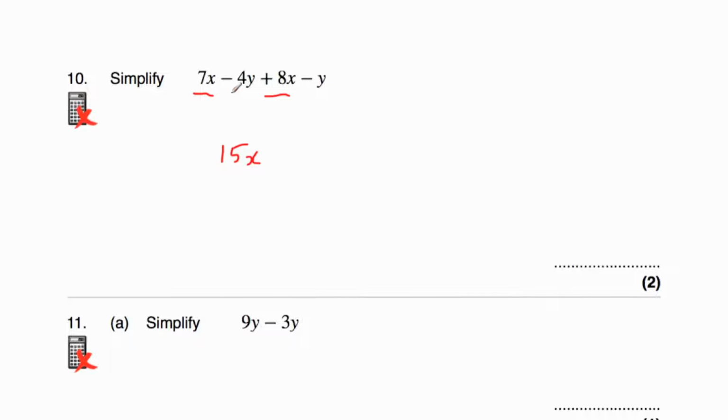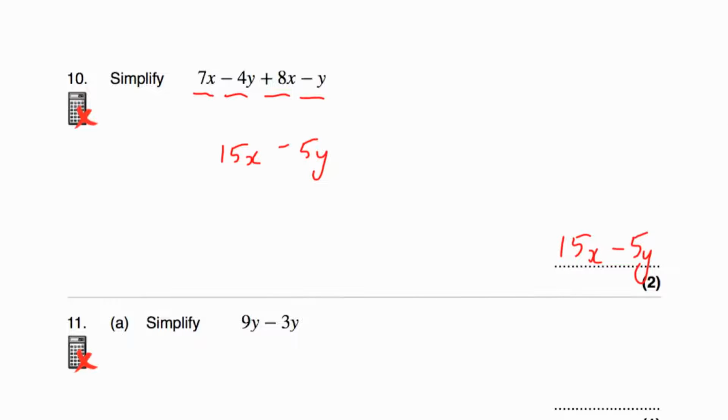Now let's do our y's. We've got minus 4y, so negative 4y, and we take away another y. So because it's minus 4y and we take away another y, it's going to go lower. So minus 4y, take away another y would be minus 5y. So the answer would be 15x minus 5y.